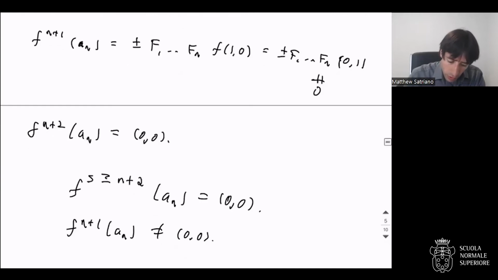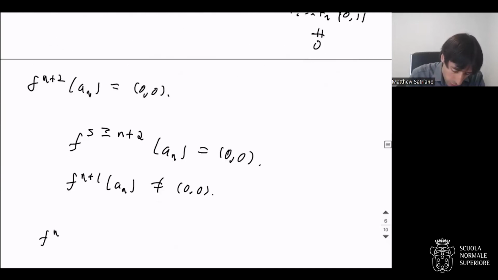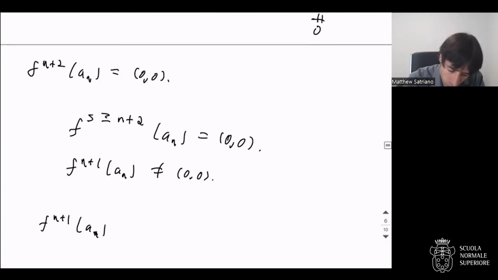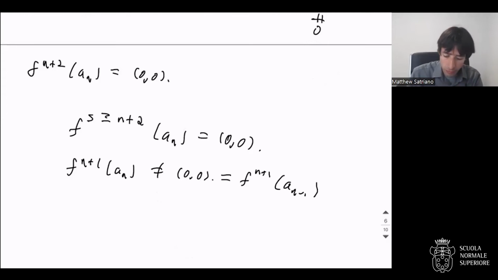Okay. So in particular, if we do f to the n plus 1 of An, that's not 0. Well, so f to the n plus 1 of An is non-zero, but f to the n plus 1 of An minus 1 is 0. So what we have is two things that are not equal to each other: f to the n plus 1 of An is not equal to f to the n plus 1 of An minus 1. But if I hit it one more time, then they both go to 0.